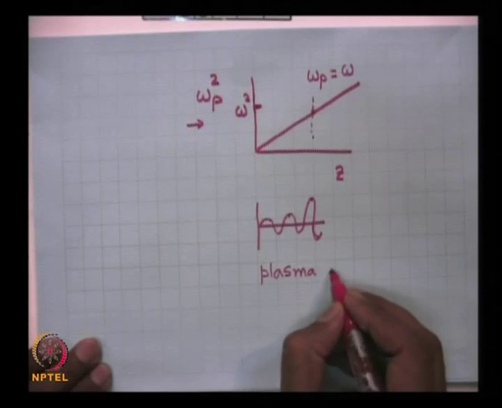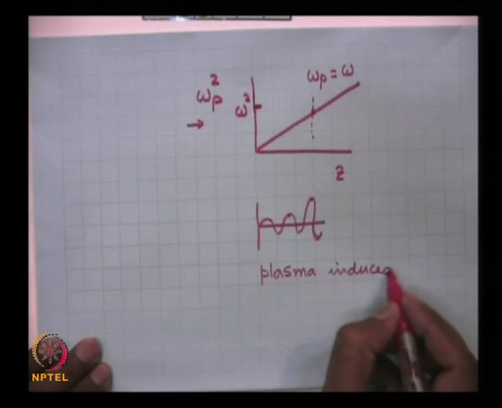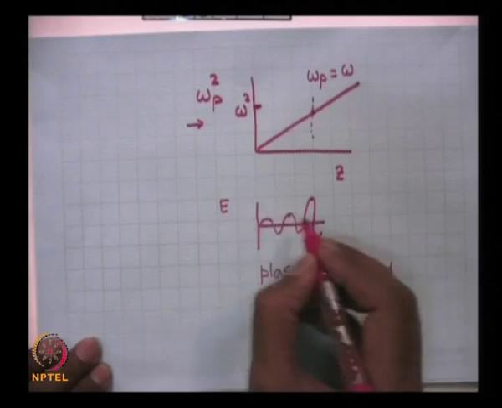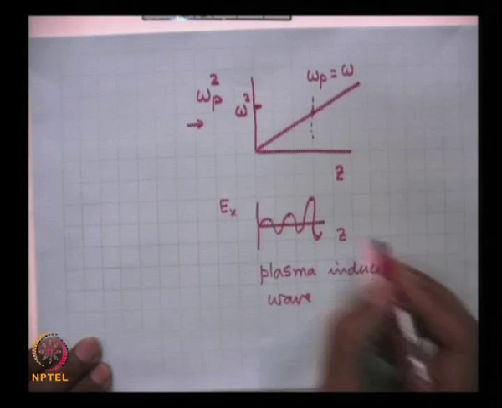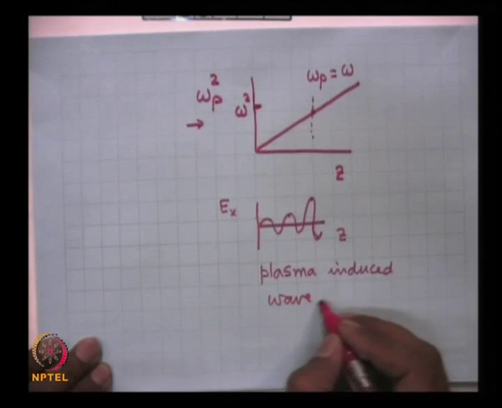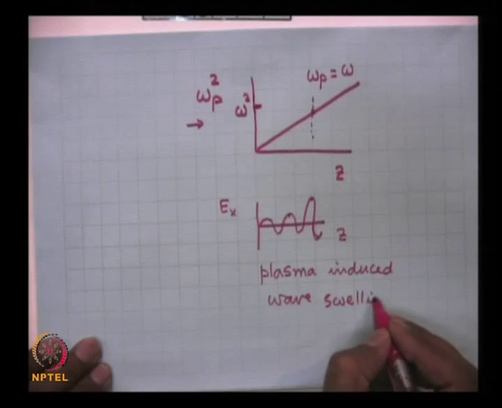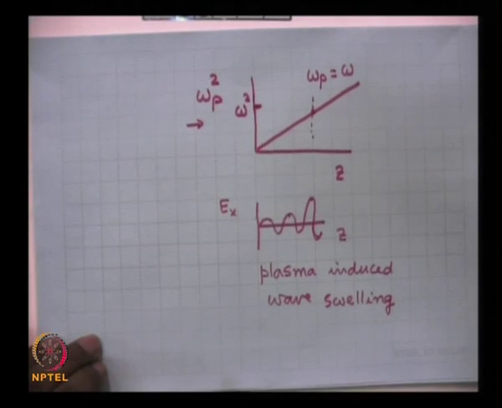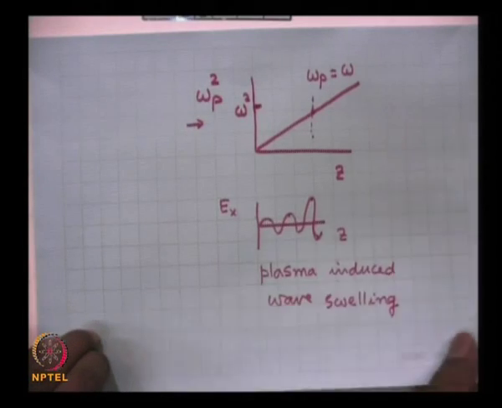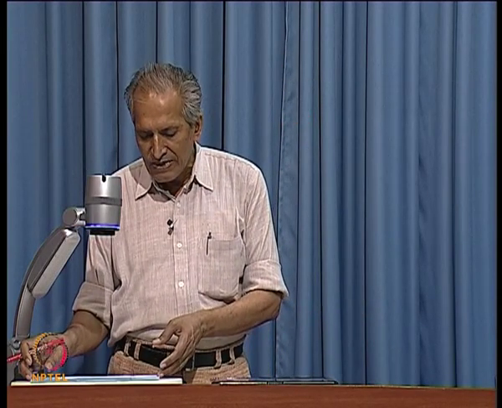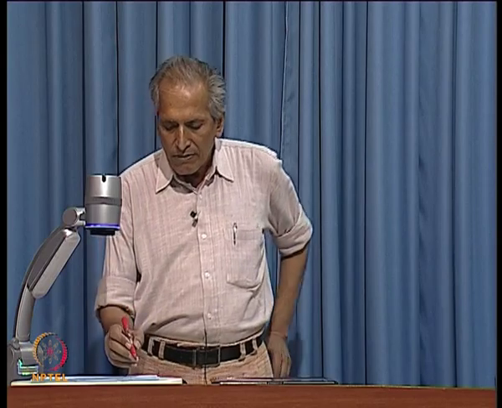Plasma induced wave swelling. I am plotting the field at a given instant of time as a function of z. Wave swelling. This is an important consequence of WKB theory, that the wave amplitude becomes stronger and stronger as the wave approaches the critical layer, where plasma frequency equals the wave frequency.